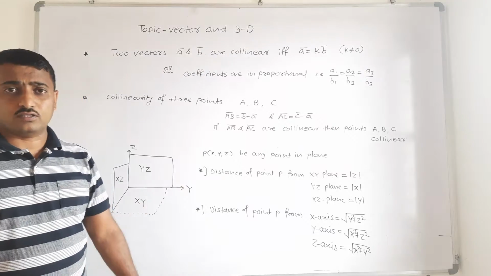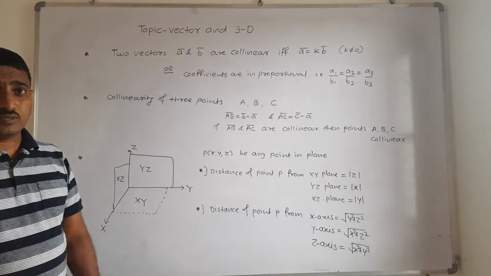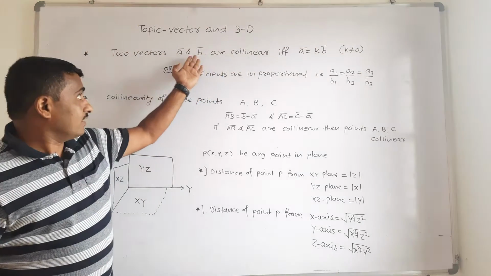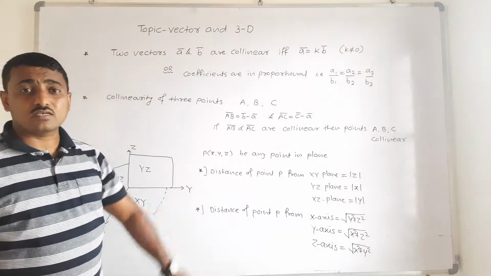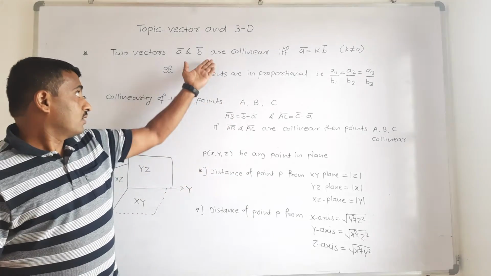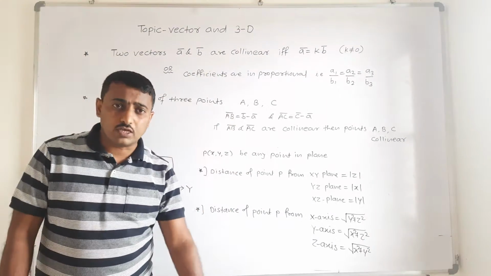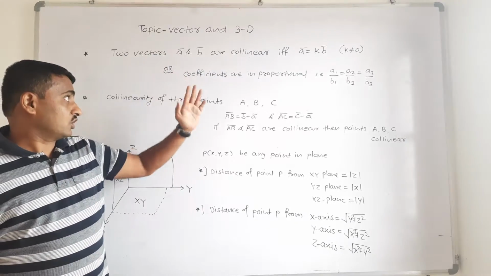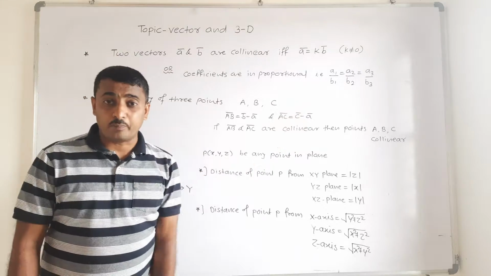scalar multiple of other vector, then two vectors are said to be collinear vectors. Or we write in terms of components. A bar is equal to a1 i cap plus a2 j cap plus a3 k cap, and b bar is b1 i cap plus b2 j cap plus b3 k cap. Then that is the component format of vector representation. That is, coefficients are in proportion.